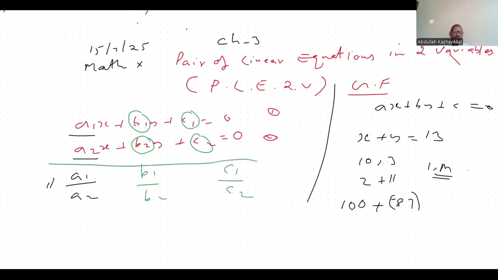These are the general forms. All of you write the general form of a pair of linear equations in two variables: a1x plus b1y plus c1 is equal to 0, a2x plus b2y plus c2 is equal to 0. Before that, we wrote the general form of a linear equation in one variable, that is ax plus b is equal to 0. Two variables: ax plus by plus c is equal to 0. Here only one solution. You can write the example. Here many solutions. You can write the example.